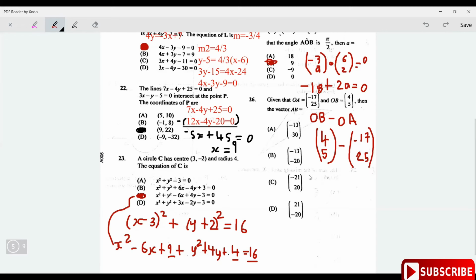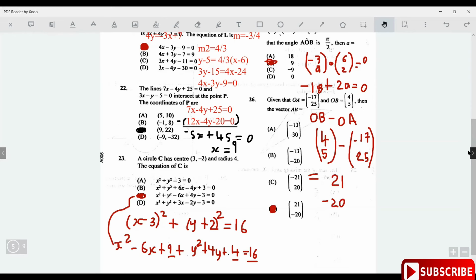And so what you're going to get is, when you work this out, 4 minus 17 is 21. And 5 minus 25, that's minus 20. So you get (21, -20), that's option D. Easy question, solved. Moving right along.